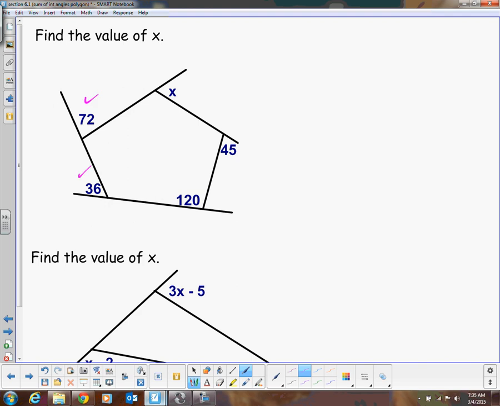Outside, outside, outside, outside, inside. What doesn't fit? Inside. How do we go from inside to outside? Supplementary. Now how do I find x?